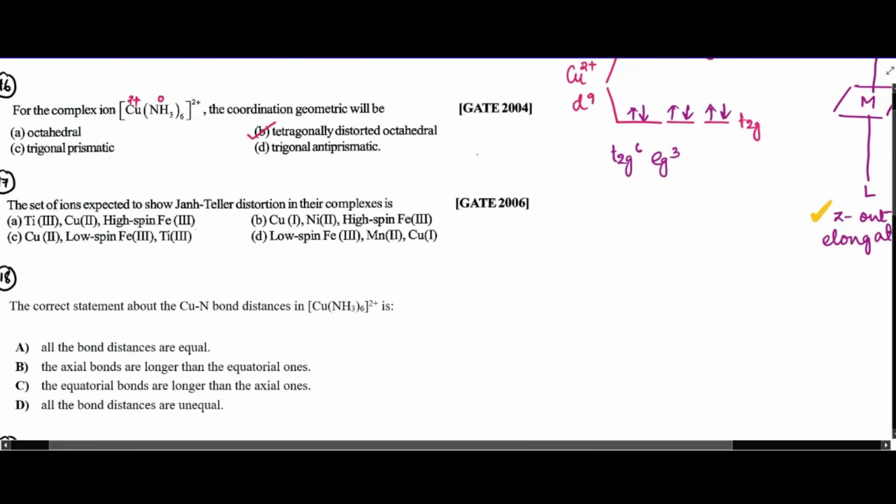Very easy. The set of ions expected to show Jahn-Teller distortion in their complexes is: different metals along with their oxidation states. Look at the d electronic configuration corresponding to each oxidation state and tell me which is the correct option of all the metals showing Jahn-Teller distortion.